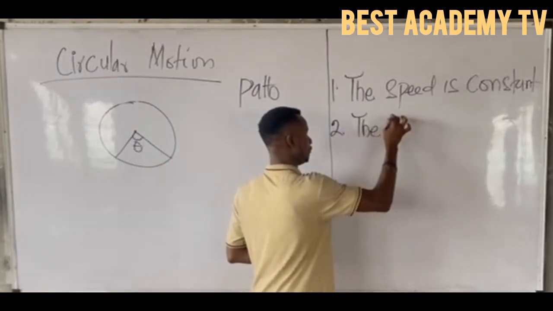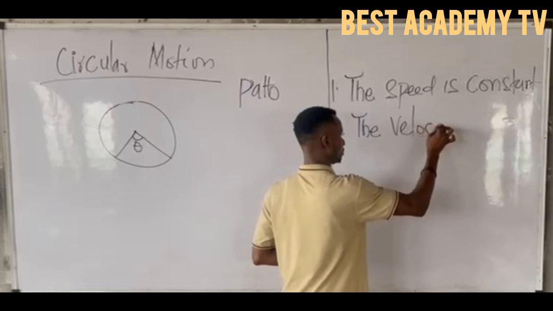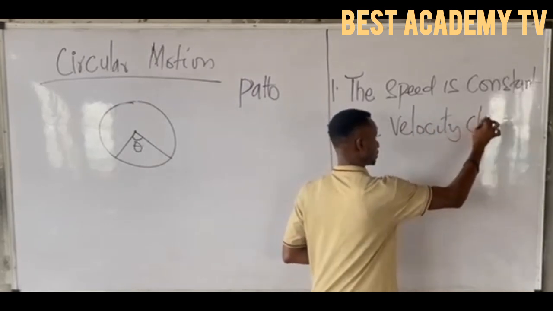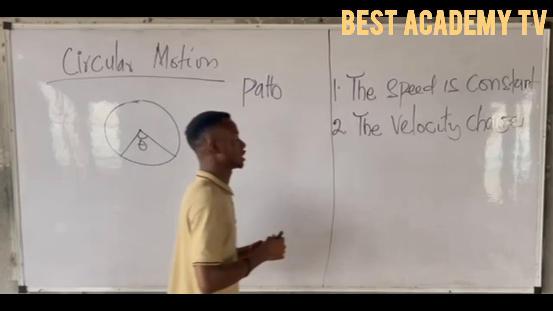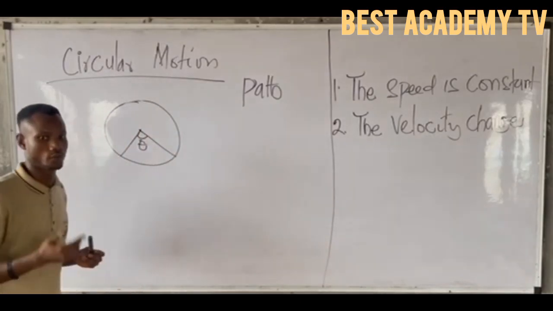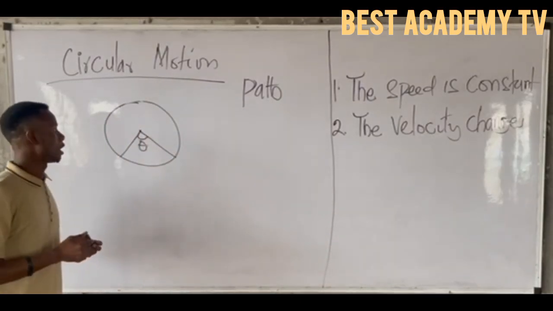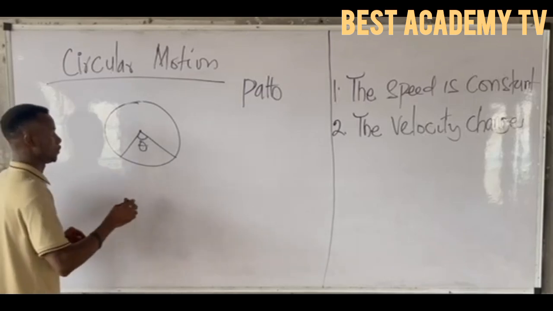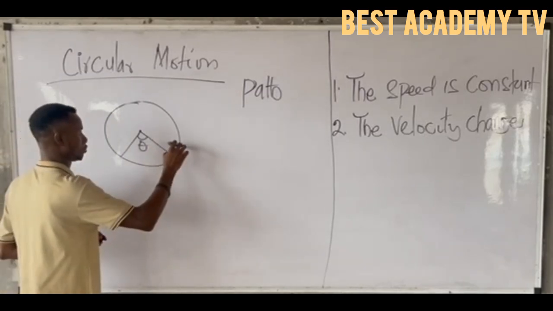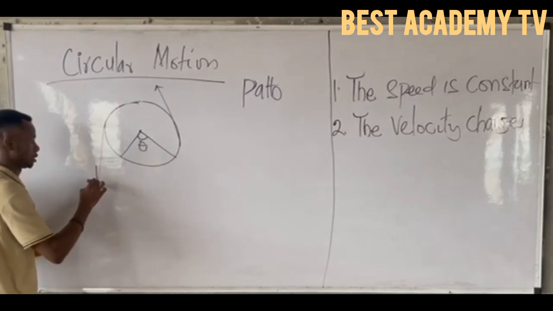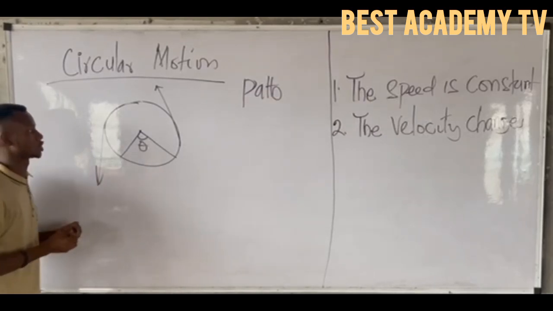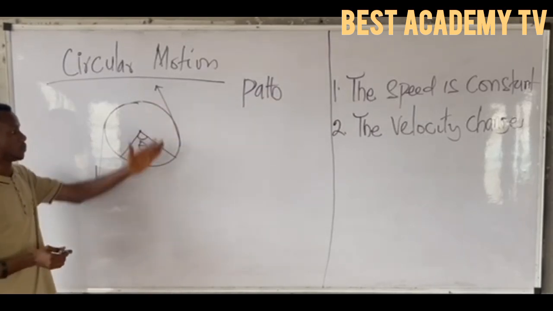Number two, the velocity changes. Please take note. The velocity is variable. Now, what does it mean here? It means that if I have this to be in this form, we can have our velocity to be this. We can have our velocity to be this. So it changes, it shows the direction. So the velocity changes depending on the direction.